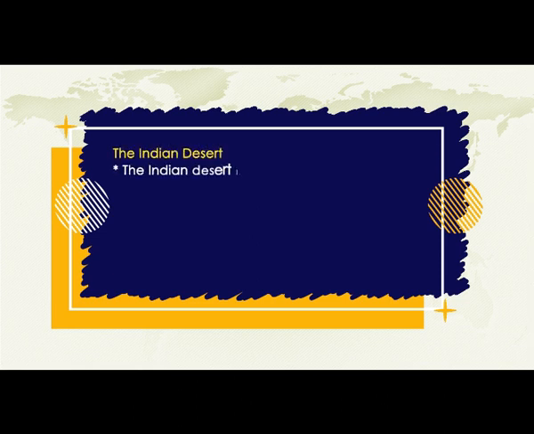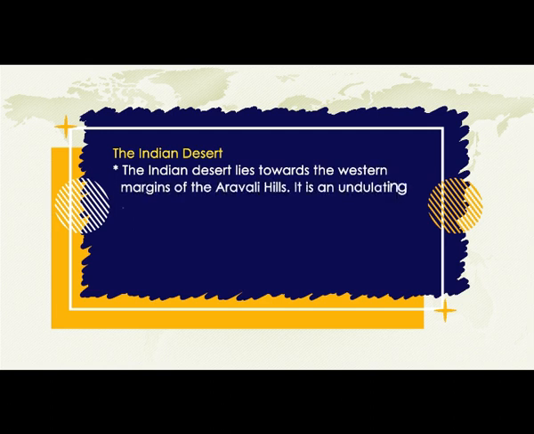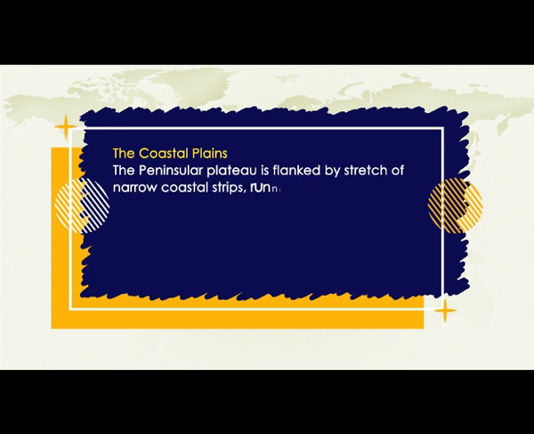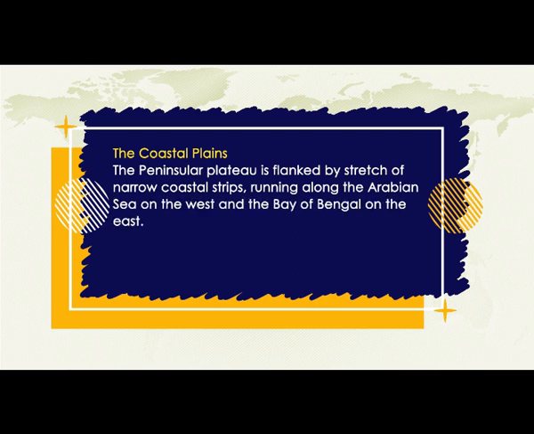The Indian Desert. The Indian Desert lies towards the western margins of the Aravalli Hills. It is an undulating sandy plain covered with sand dunes. The Coastal Plains. The peninsular plateau is flanked by a stretch of narrow coastal strips running along the Arabian Sea on the west and the Bay of Bengal on the east.